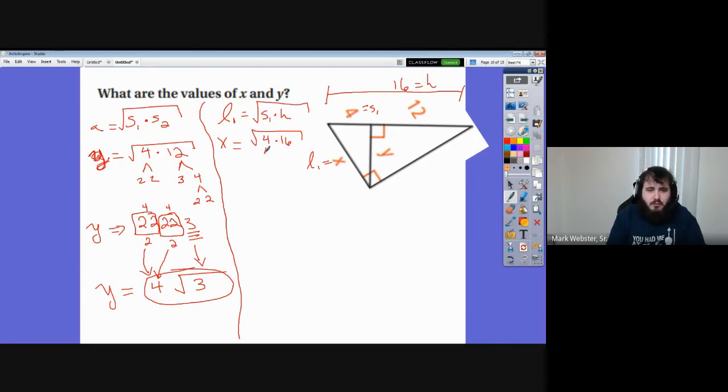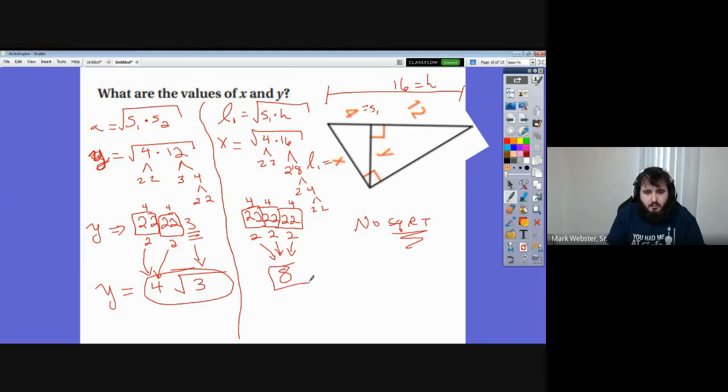Once again, we can break this down. Let's look: 2, 2, 2, 2, 2, 2. That's 6 2's. All of our stuff pairs up. That means that this 4 times 16 was a perfect square, which is great. Notice there's nothing to put into the square root. So am I going to have a square root? No square root here. Just 2 times 2 times 2 is 8. And that's our x value.